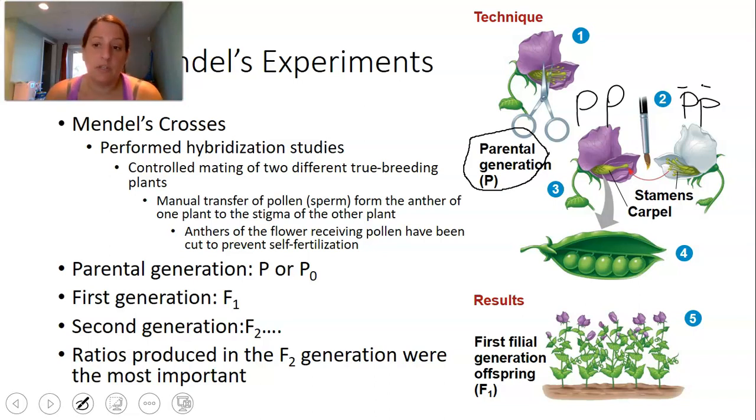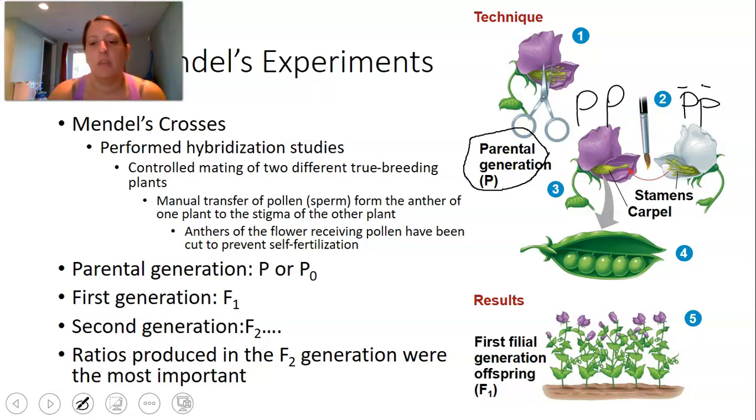And then he took a paintbrush and collected pollen from his white flower producing plants. And he brushed that onto the stigma, the sticky stigma, the female part of the plant. Very carefully brush that on so that the pollen from the white flower producing plants is going to now fertilize the eggs of the purple flower producing plants. So he controlled the mating.